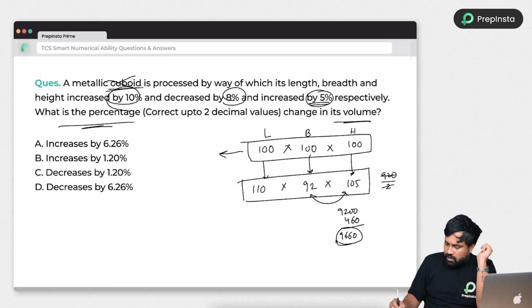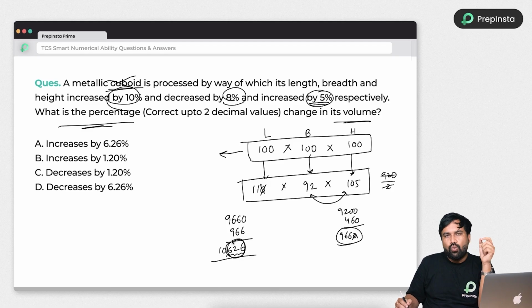And I have to multiply with 110. Don't see 110, see 11 only. So remove the zeros. Don't bother about it. 11 times is nothing but what? 10 times 9660, plus 1 time 966. Answer is 621610. So the last digits we are ending with 626 and all are zeros only, right?